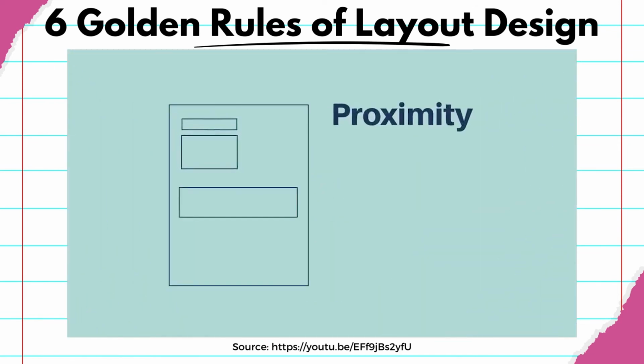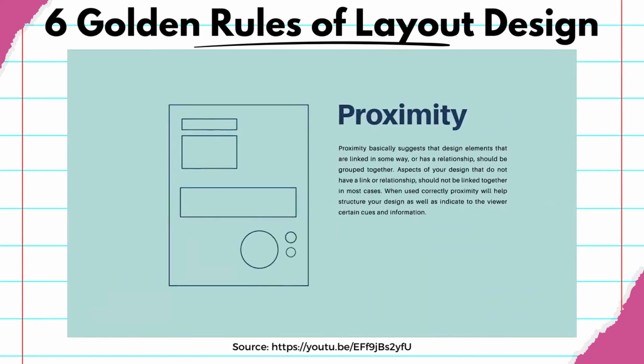But secondly, we're now moving on to why proximity is such an important aspect of layout design. And proximity basically suggests that design elements that are linked in some way or have a relationship should be grouped together. Aspects of your design that do not have a link or a relationship should not be linked together in most cases. When used correctly, proximity will structure your design as well as indicate to the viewer certain cues and information.